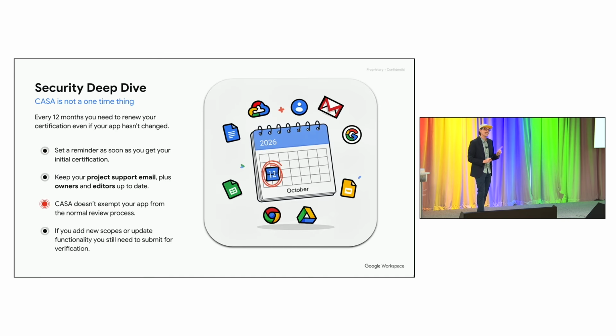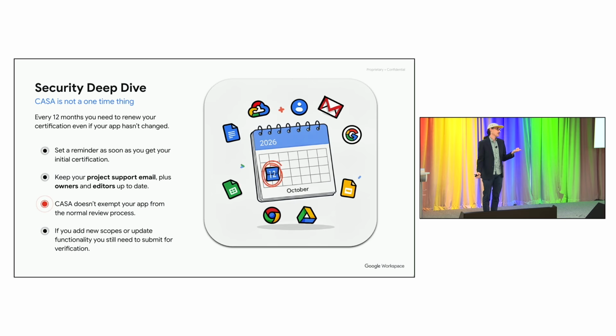Also, CASA is not done when you get that letter of certification at the end of the process. That gives you a cert for 12 months. At the end of a year, you need to go back through the process again. And please, this is the one that I see the most for the yearly annual renewal for CASA that gets folks tripped up, especially in larger organizations, but it could be applicable for companies of any size.